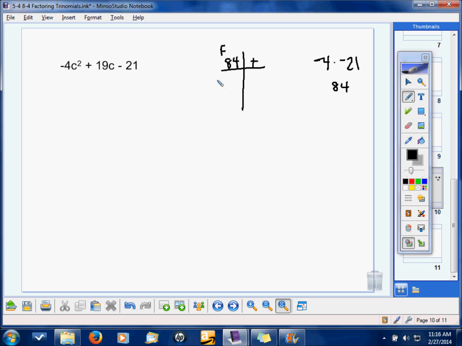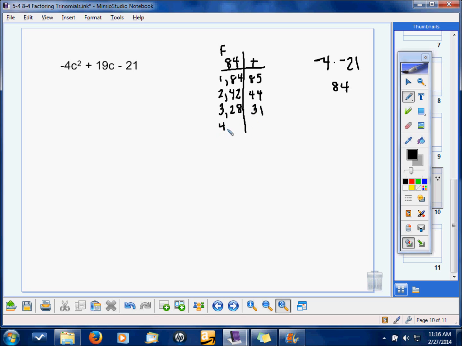So, you know what? Let's go down and we're going to do this systematically. First one, 1 and 84. That gives you 85. That's not what we're looking for. How about, does 2 go into 84? Yeah. It goes in 42 times. That gives 44, not 19. Okay, does 3 go into 84? It does, and it equals 28. 3 times 28, but that's also not our right answer. We're getting closer, so that's helpful.